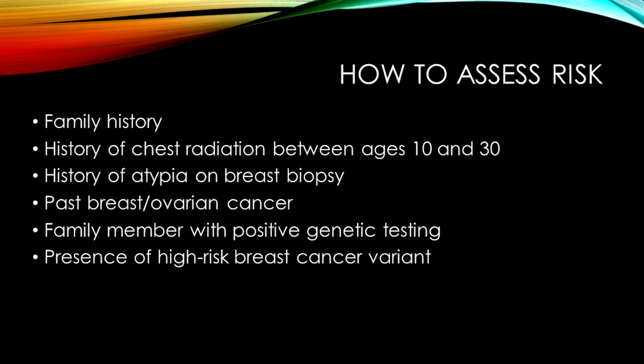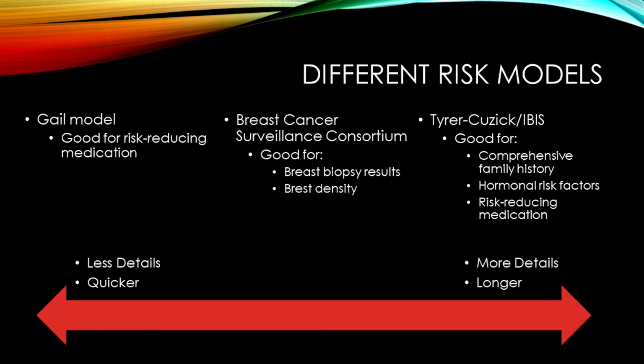Taking a comprehensive family history is the first step in assessing risk for breast cancer. But identifying women with a previous history of a breast biopsy or chest radiation is also important. The 3 models used most often to evaluate breast cancer risk are the Gail model, the BCSC model, and the Tyrer-Cuzick model, which is also called the IBIS model.